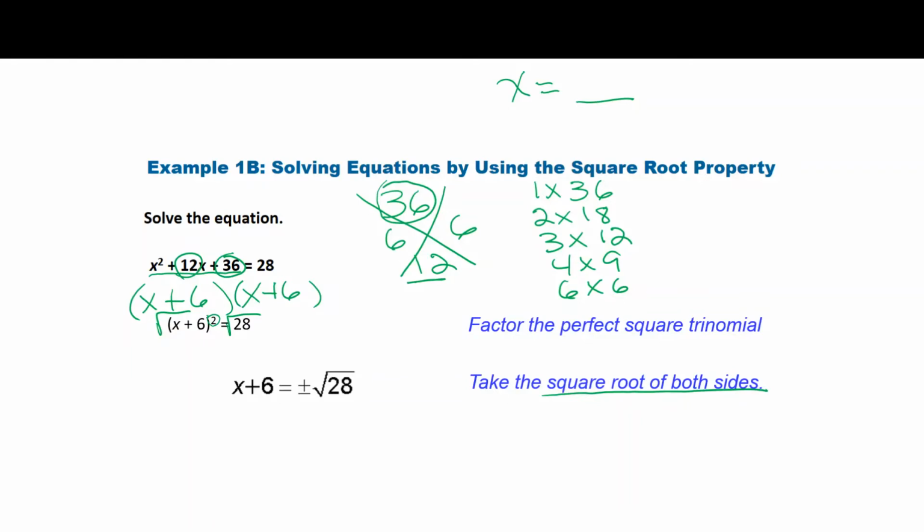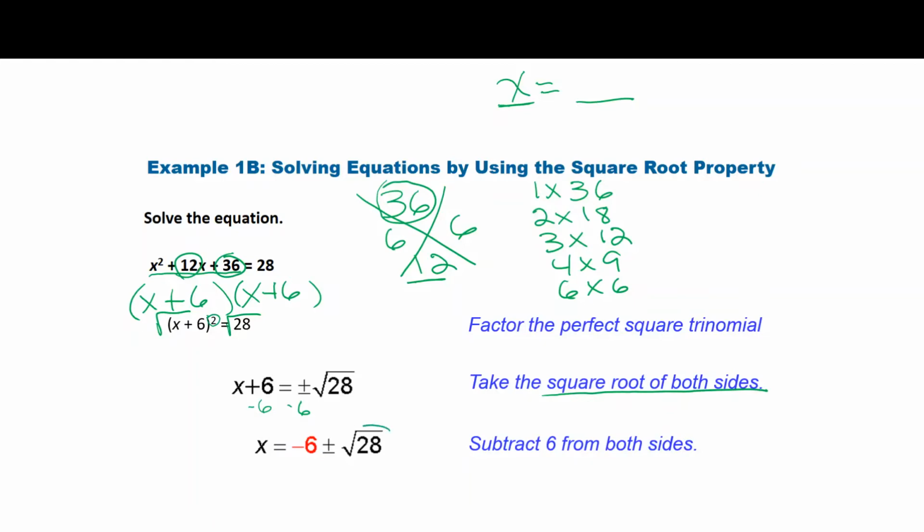Okay, so we still haven't reached my final goal. My final goal, remember, is x equals something. So what I need to do is go ahead and subtract our 6 from both sides. Minus 6, minus 6. All right, subtract 6 from both sides, and we end up with x equals negative 6 plus or minus square root of 28.